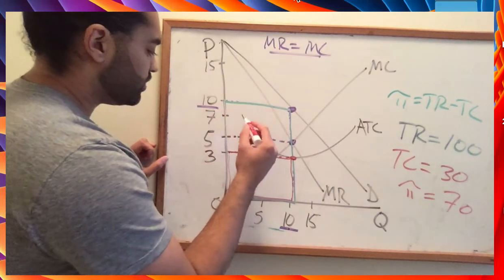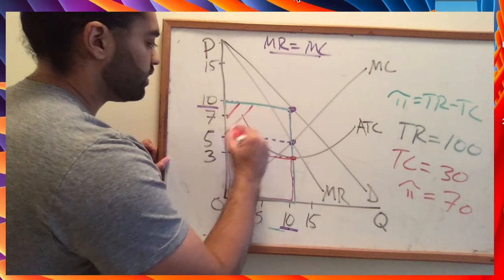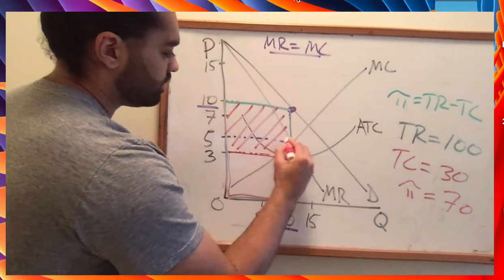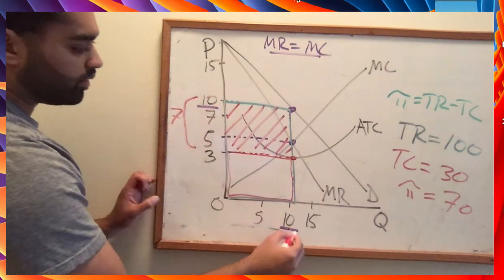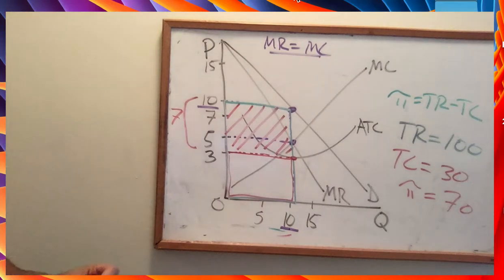Or if you wanted to, you could just calculate the area of this top rectangle. The difference between 10 and 3 is 7. Quantity is 10. You get your profit that way as well.